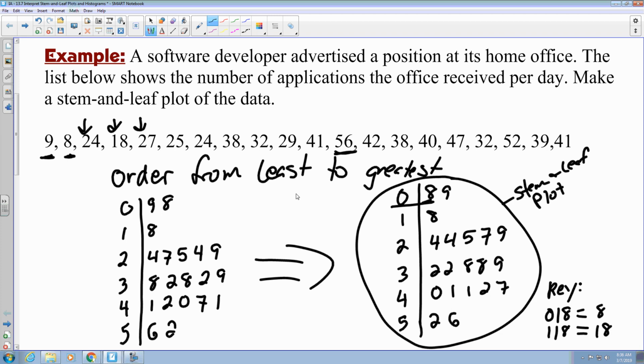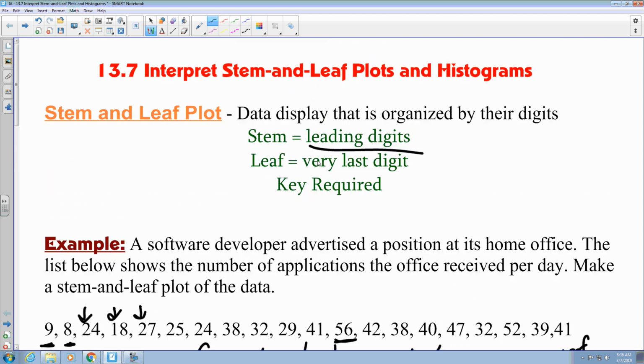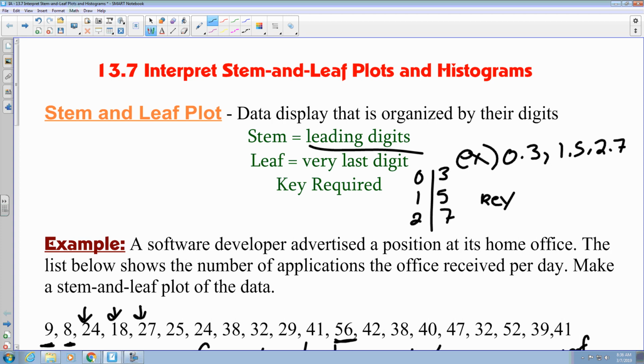Like I said, sometimes they talk about decimals, sometimes they don't. For example, let's just say I put 0.3, 1.5, 2.7. So just to give you an idea, sometimes they can go 0, 1, 2, and then you got 3, you got 5, and you got 7. And then the key, you would go 0-3, that equals 0.3. So then that tells you, oh, we're dealing with decimals now. So that's where that comes from.